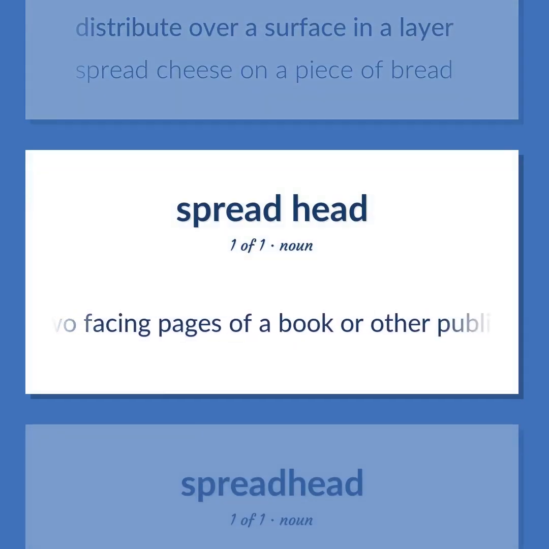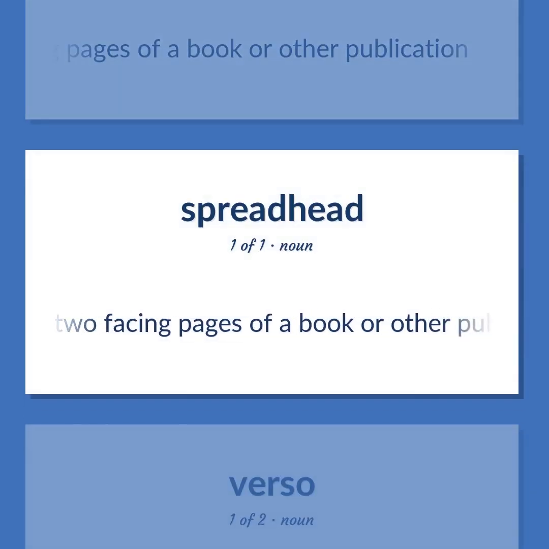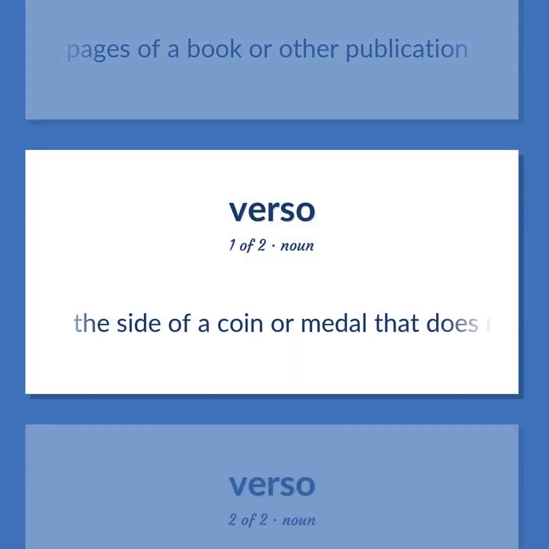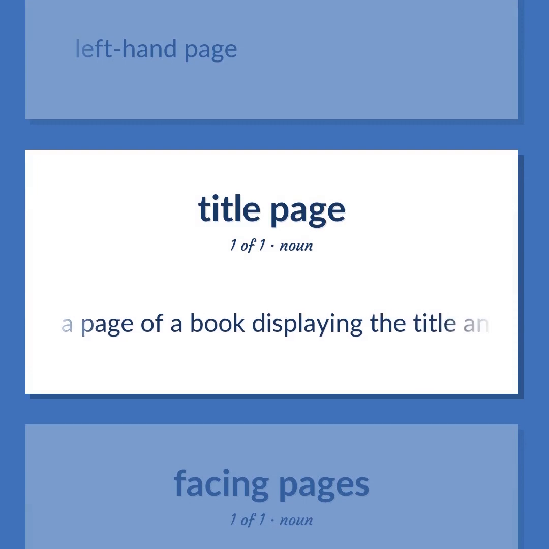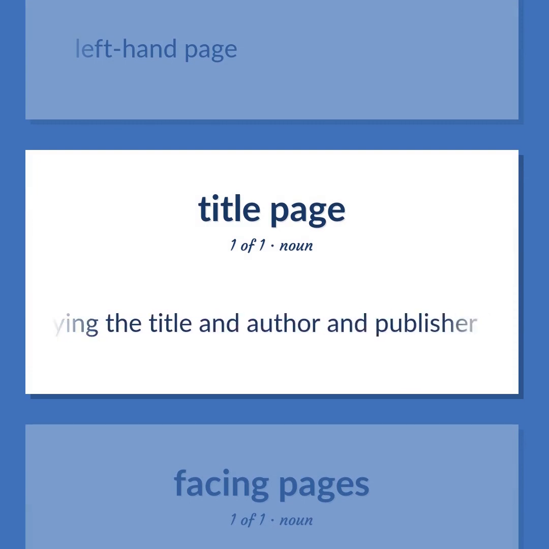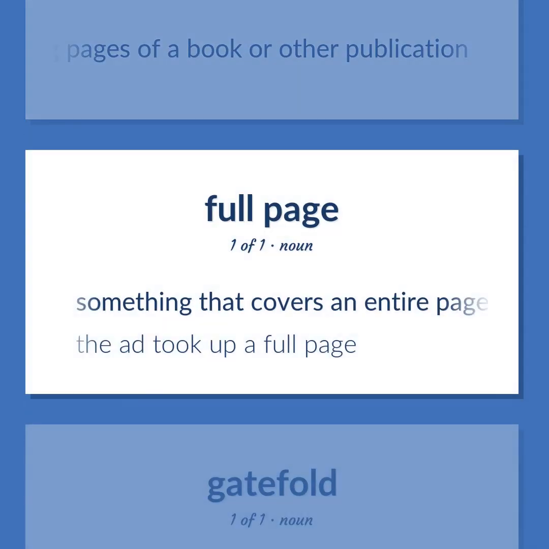Two facing pages of a book or other publication. The side of a coin or medal that does not bear the principal design. Left-hand page. A page of a book displaying the title and author and publisher. Two facing pages of a book or other publication. Something that covers an entire page. The ad took up a full page.